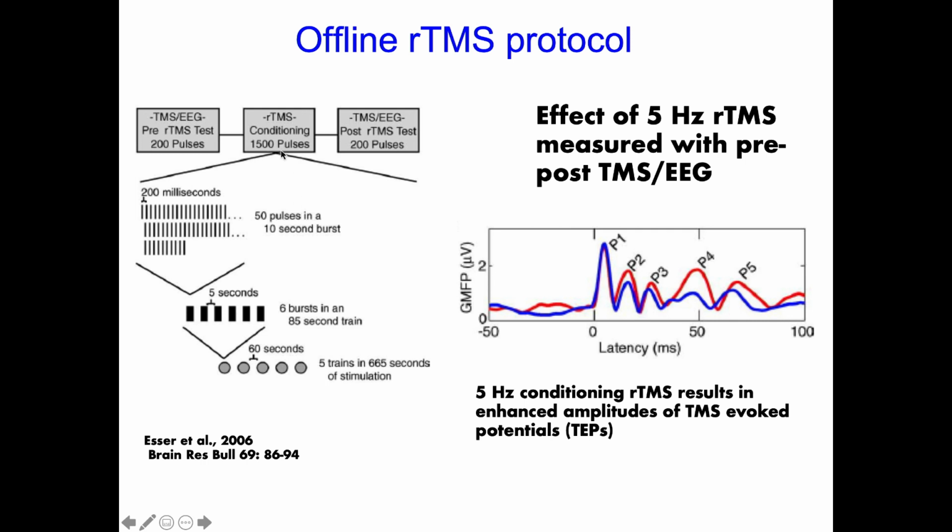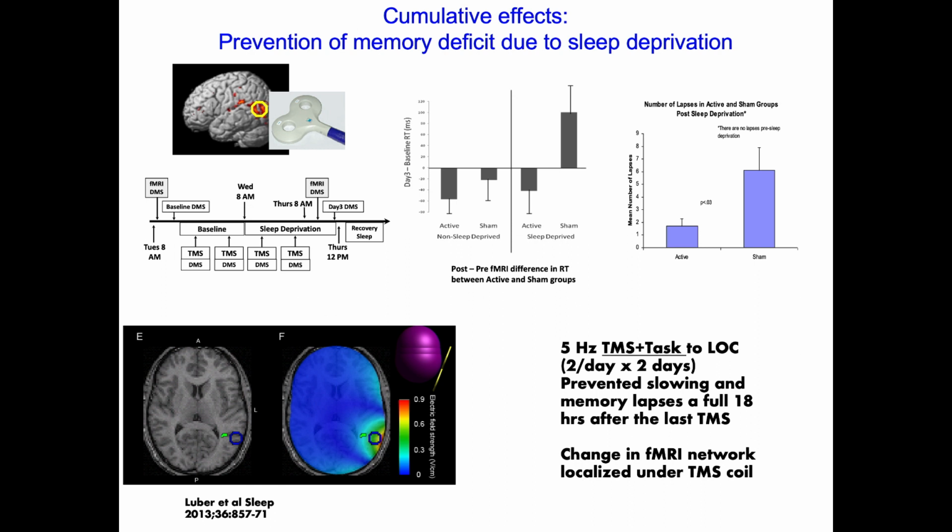And when I do this 15 minutes of 5 Hertz stimulation, I can see, and this is the pre-TEP responses, averaged in a group and across the brain, that I've enhanced the amplitudes of the response after all this stimulation. So again, it's this pre-post measurement that I do when I'm doing this kind of offline protocol. Here's another example of putting a lot of that together.